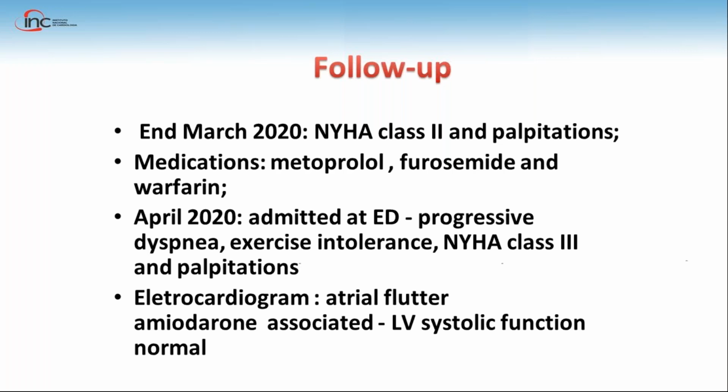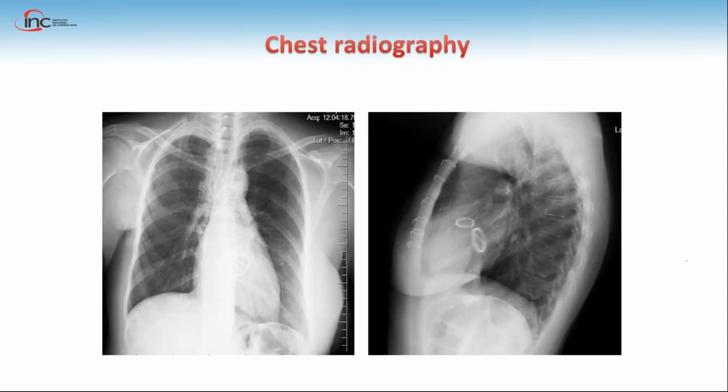In April, she was admitted to the emergency department with progressive dyspnea, exercise intolerance, and palpitation, and a worsened functional class. Her electrocardiogram showed atrial flutter, and amiodarone was associated. By this time, her left ventricular systolic function was normal. This is the chest radiography, just to see the valves. There was no congestion.